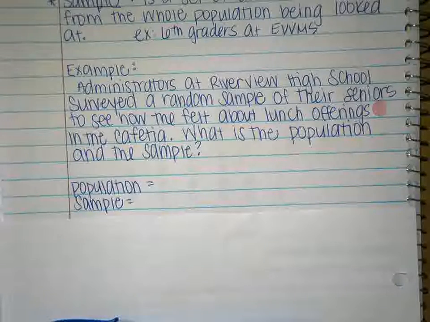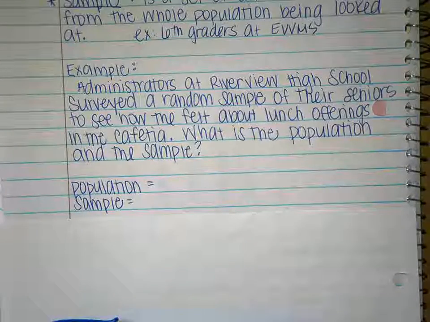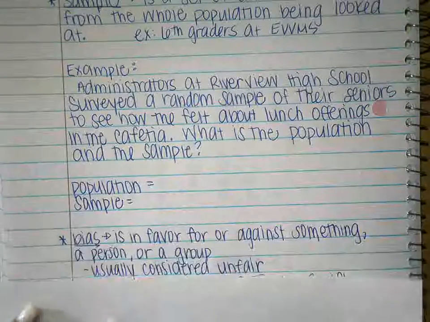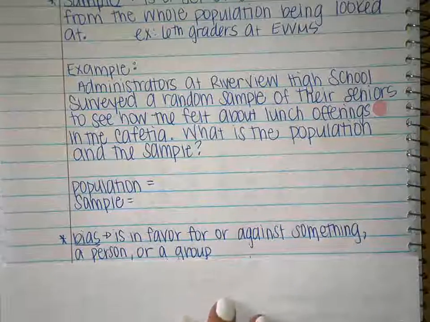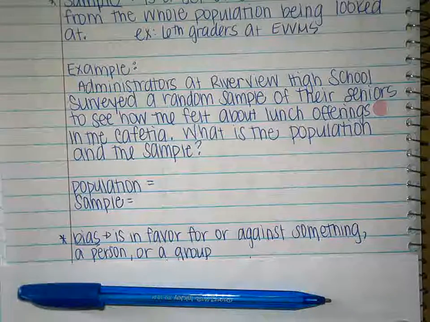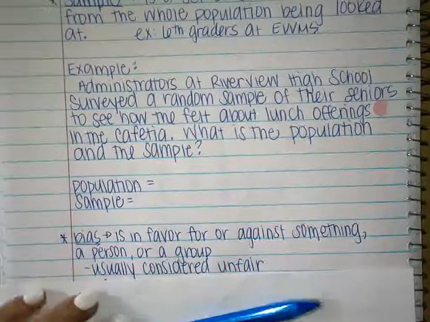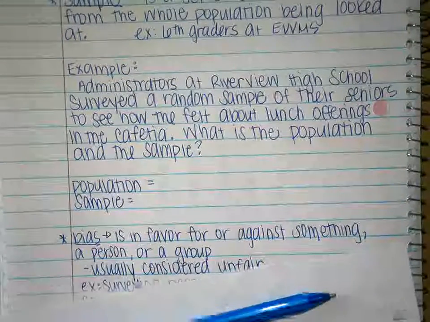There will be population and sample in every single piece of data that you are looking at. Okay? But along with population and sample, there is bias because we could have biased questions, and we do not want biased questions. We want unbiased questions because otherwise our population or sample are being affected. So bias is in favor, for, or against something, a person, or a group. It is usually considered unfair.